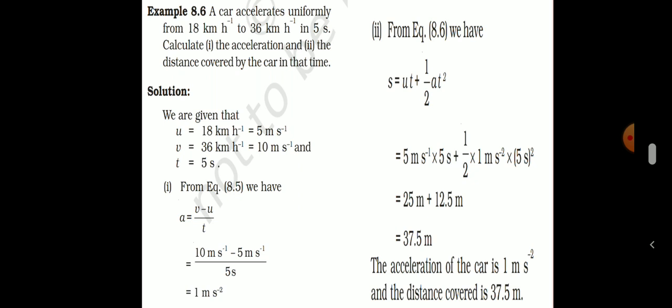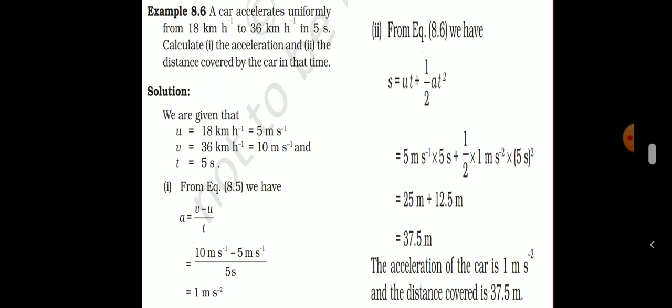First, we are asked to find out what is the acceleration. So just use the formula: acceleration is equal to final velocity minus initial velocity upon time. On substituting the values and calculating, you will get the answer as 1 meter per second square. That means the acceleration of the car is 1 meter per second square.